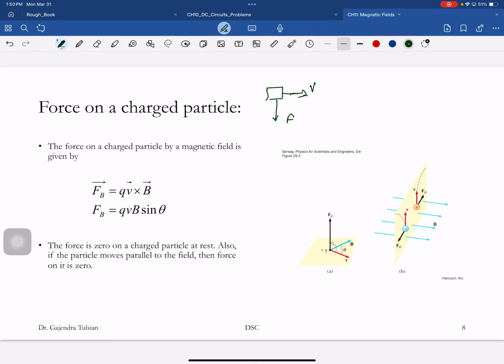Well, you're accelerating it, but you're giving it centripetal acceleration. So you can't speed up a particle using a magnetic field. So there's the force on the charged particle. The force is 0 on a charged particle at rest, and so on.